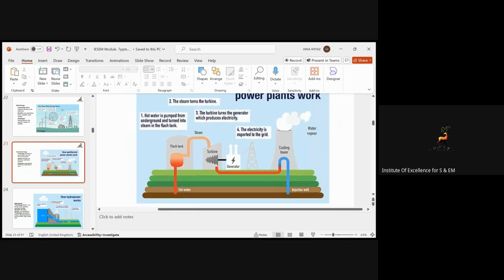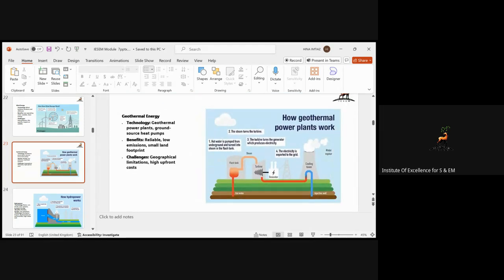All right, so for geothermal energy we need to install geothermal power plants and ground source heat pumps, and locate the underground hot water reservoirs. Their benefits: they are reliable, their emissions are very low, and they have a small footprint on the land, but they have geographical limitations and a high upfront cost.